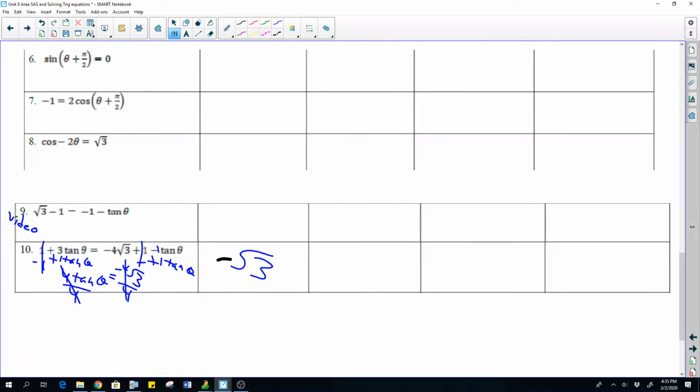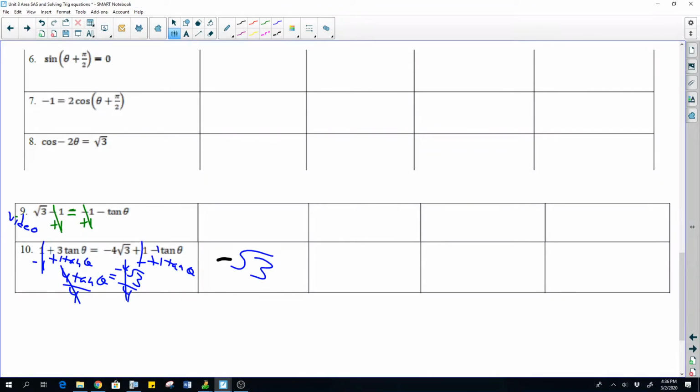Okay, so number 9, we'll do a video there. First of all, number 9 on your worksheet, if it's not already there, there's a mistake. It's supposed to be an equal sign. Sorry about that. There's number 9, there's our equal sign. And then we want to get the tangent on one side and all the other numbers to the other side, right? So we want to get tangent by itself. So let's go ahead and add that one to the other side. Good. So now the ones go away.